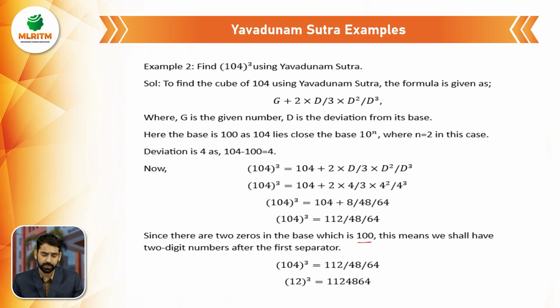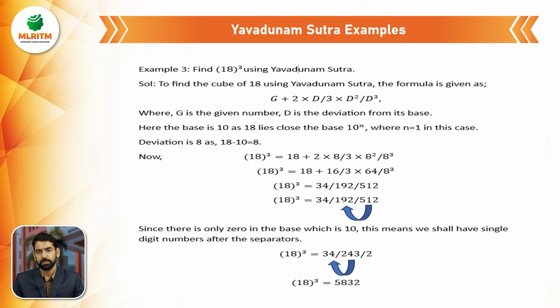We have taken one more example, and we are here to find the cube of this number, which is a 2-digit number. Very easy. We have to find the cube of 18. By the previous formula we can use this formula, and here you can see that the deviation is 8, because 18, students, lies close to the base 10. So when we subtract the base from the given number, the deviation is 8.